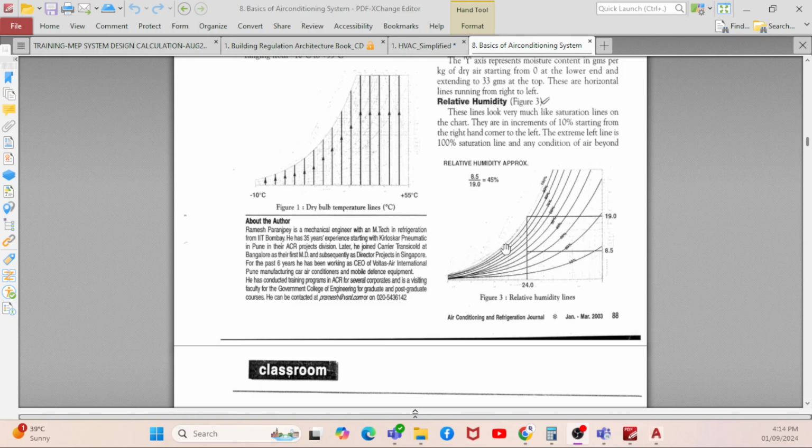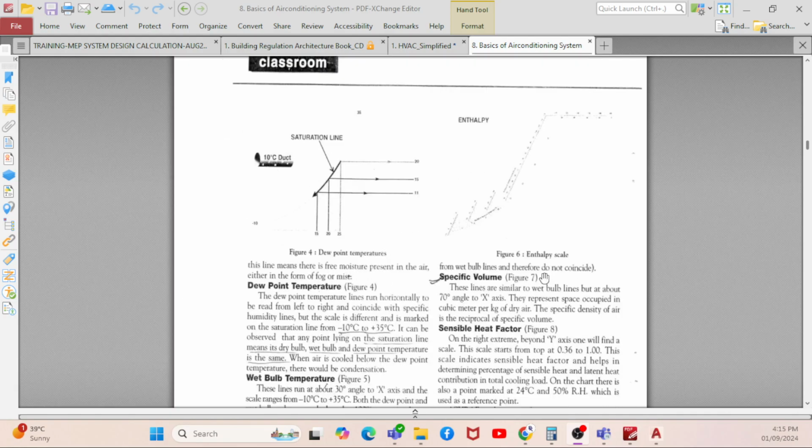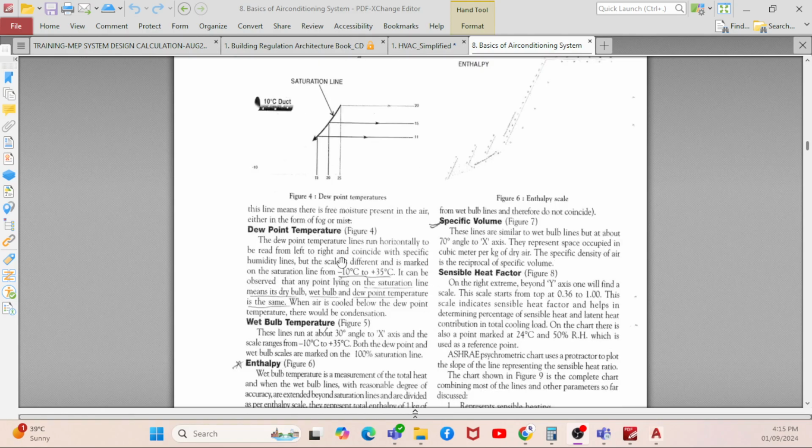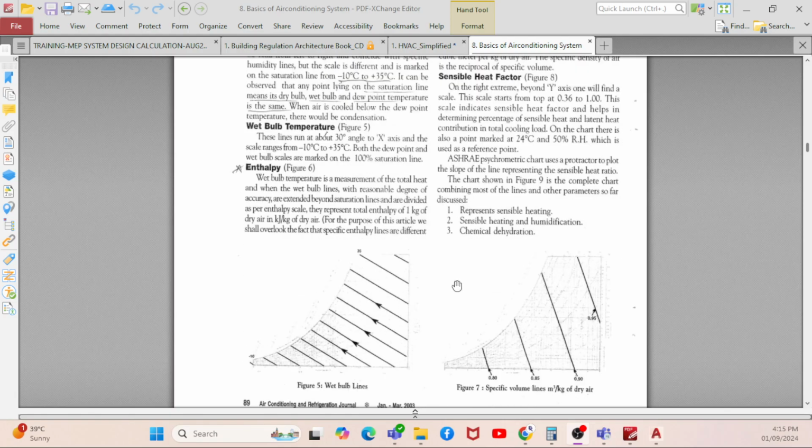Say for example, this is a psychrometric chart. If you know two values, you can find all the other values. So we will see what the values are like dry bulb temperature, specific humidity, relative humidity, why each is required, where you are going to calculate them. And for dew point temperature, why it is required, all that we will see. Specific volume, what is the sensible heat factor, what is enthalpy, why it is required, wet bulb temperature.